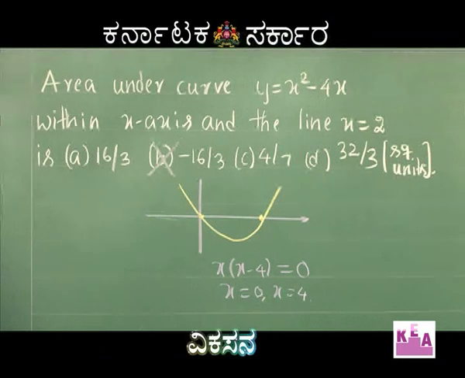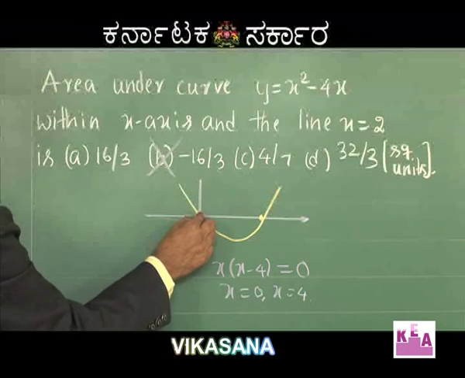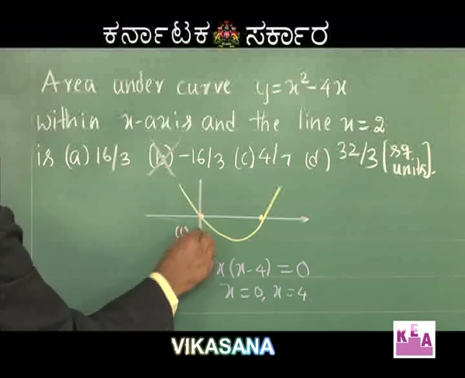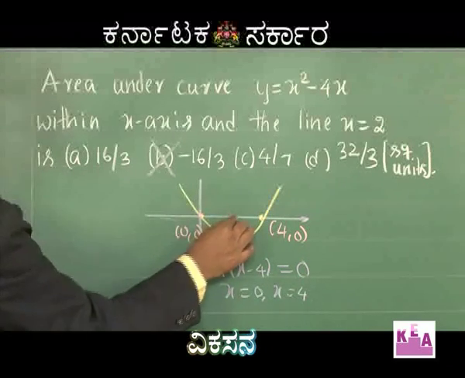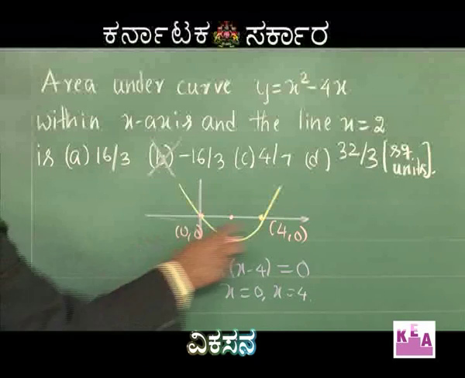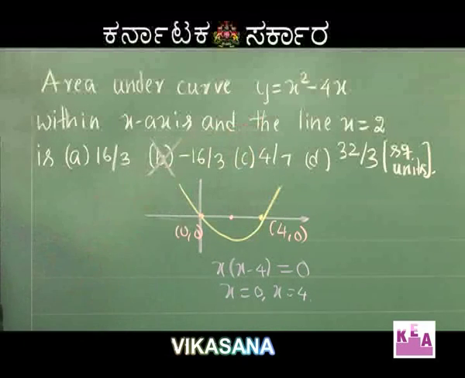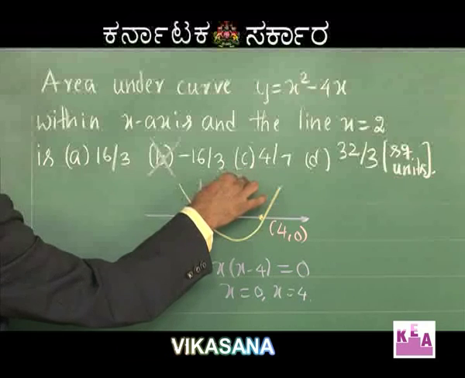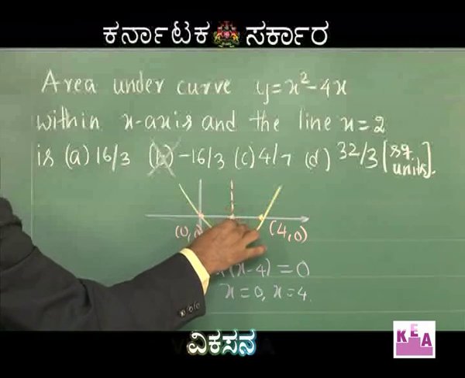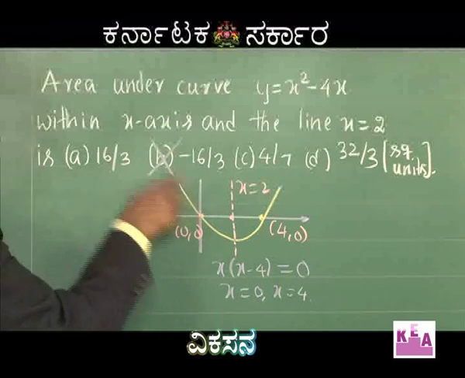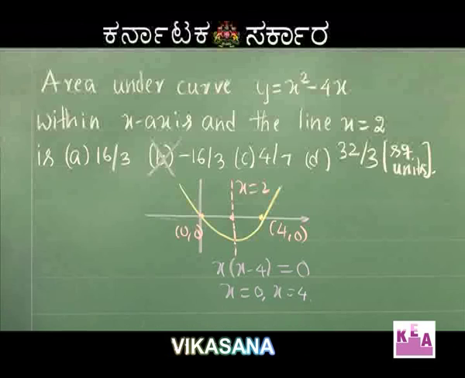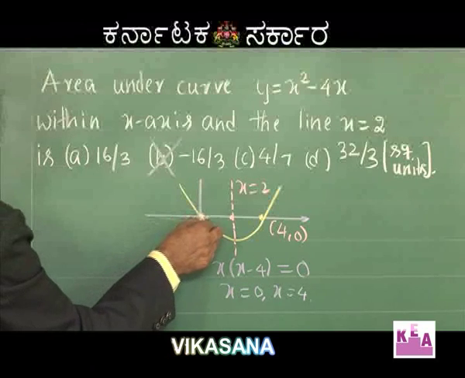Now, the question is, you are asked to find the area under the curve within the x-axis and the line x is equal to 2. If this is 0, 0, and this is 4, 0, then this midpoint should be 2, 0. Do you agree with me? 0 plus 4 by 2. And the line x is equal to 2 is a line parallel to the y-axis like this. This is x is equal to 2. The question is, it is within the x-axis and the line x is equal to 2, so anybody can say this is the required area.